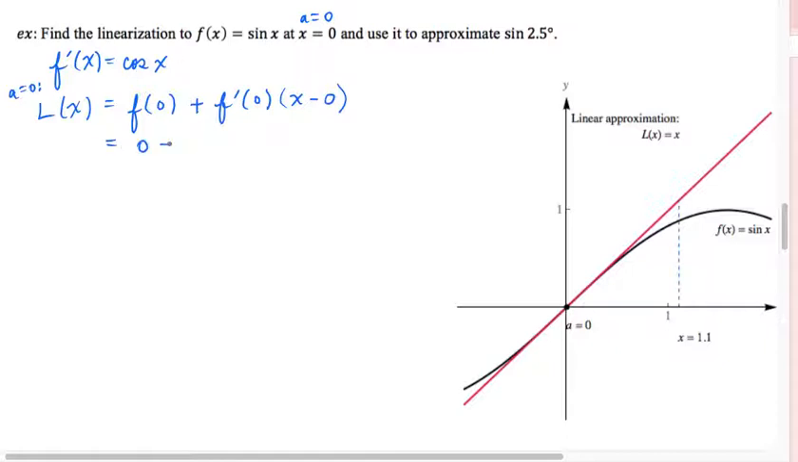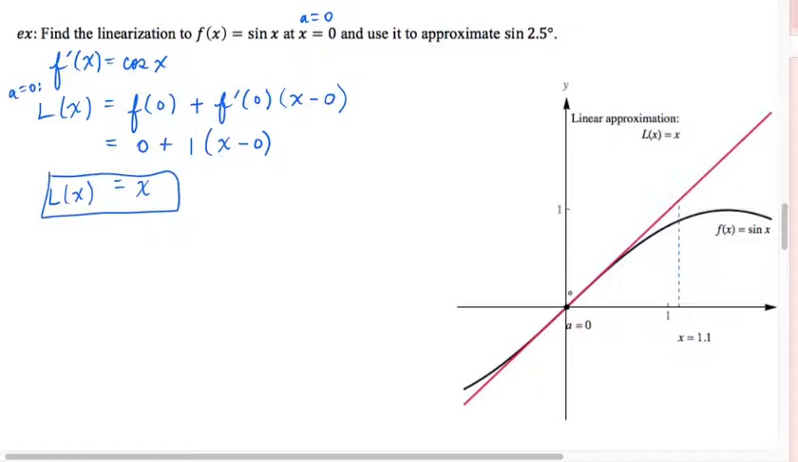Sine of 0 is 0. f prime of 0, that's cosine of 0. Cosine of 0 is 1, times x minus 0. This is just simply x. So at a equal to 0, the equation of the tangent line is y equals x.